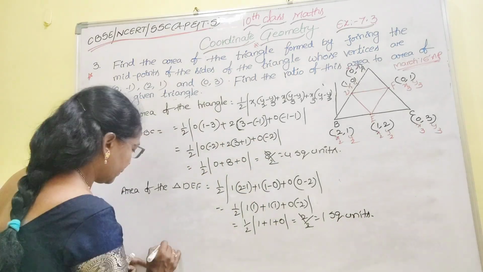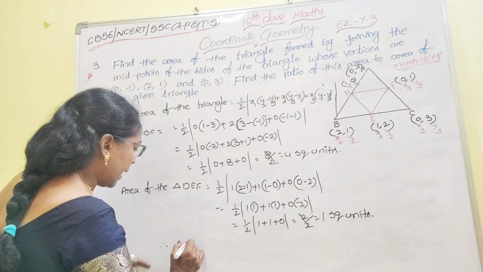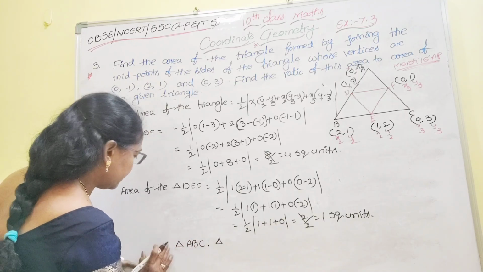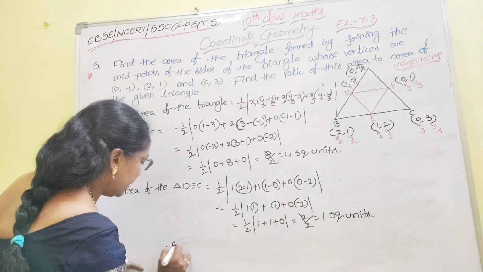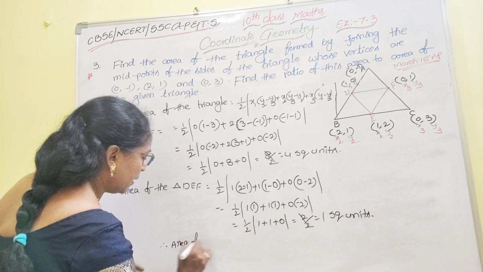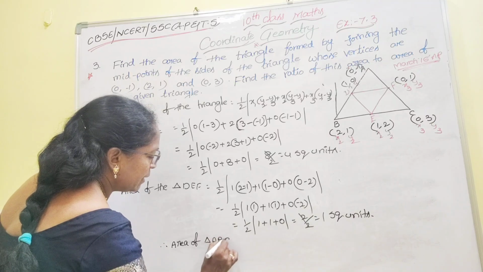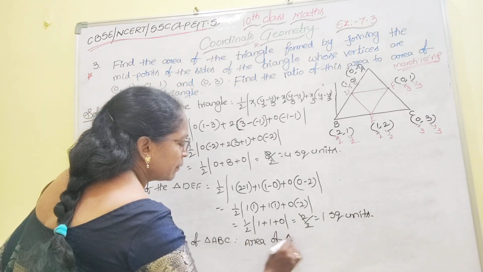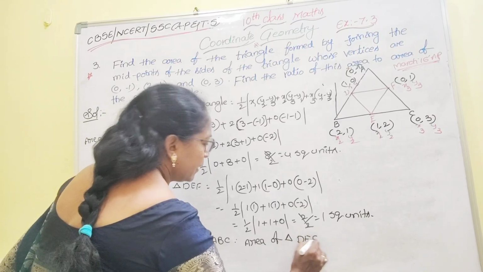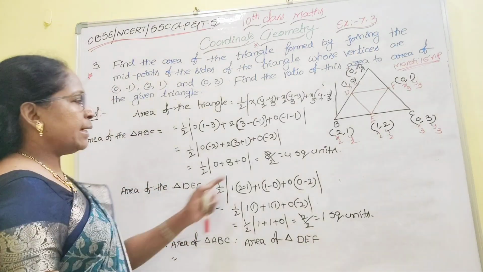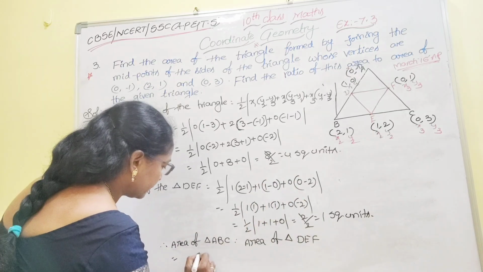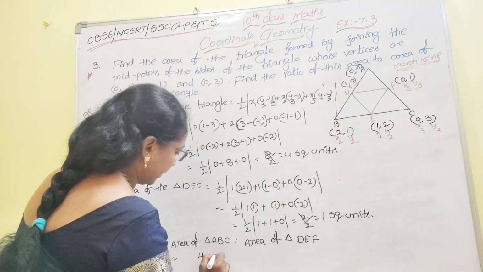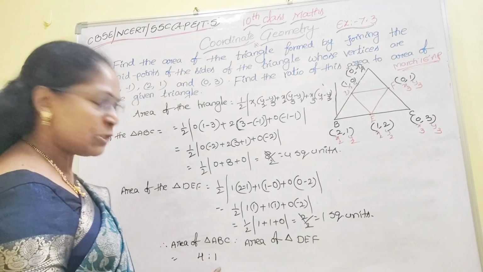Therefore, the ratio of the area of triangle ABC to the area of triangle DEF, that equals how much? The area of triangle ABC is 4 and the area of triangle DEF is 1. So 4 is to 1.